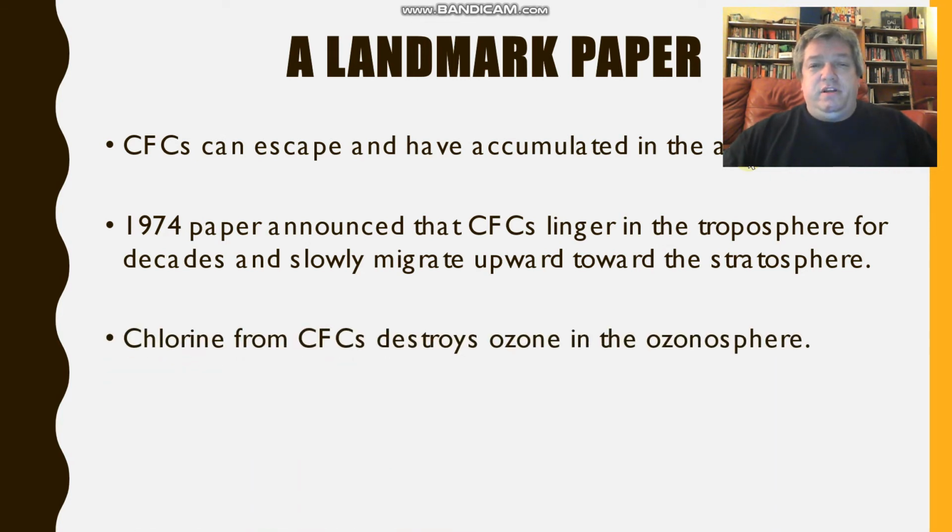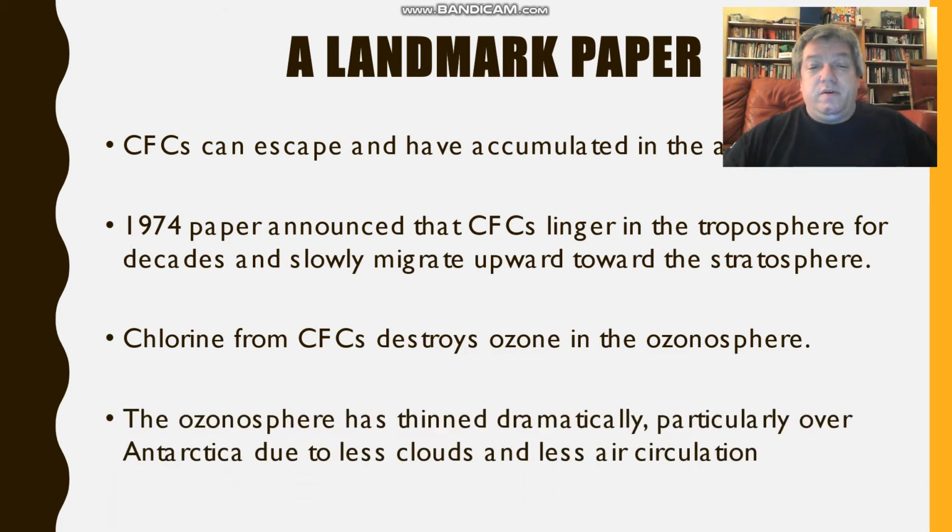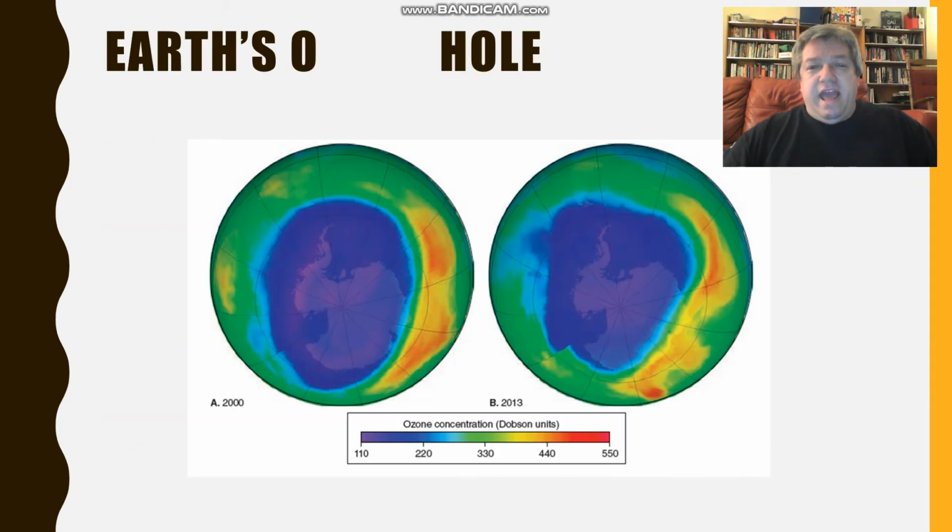And the big problem, as we talked about, is that the chlorine in the CFCs causes ozone to stop being replenished. In other words, it destroys the formation of ozone. Okay? And then scientists later did find that the ozone had thinned, especially over Antarctica, mainly because over the poles the air is much colder, there's less clouds, and there's less circulation, so there's less chance to move this ozone-free air. And it actually looks like this.